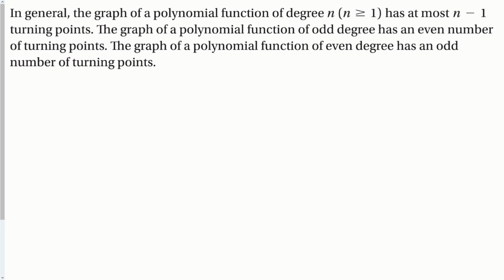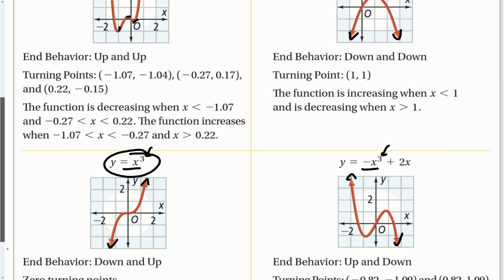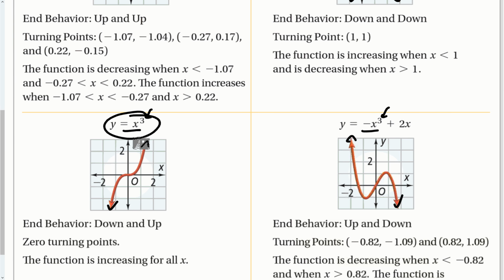Okay? So in general, the graphs of a polynomial function of degree n, as long as n is greater than or equal to 1, we're not talking about negative exponents here or zero exponents, has at most n minus 1 turning points. So if we look back here again, this is a fourth degree. It has at most one less turning point. This is a second degree. It had one turning point. Well, this one didn't turn at all. It keeps going up. That's okay, but it could have had two, like this one.